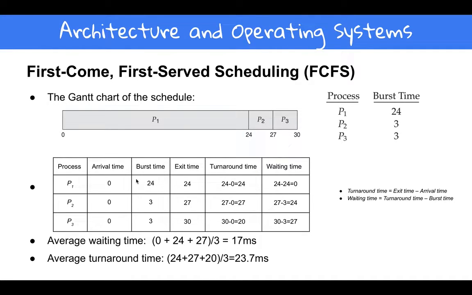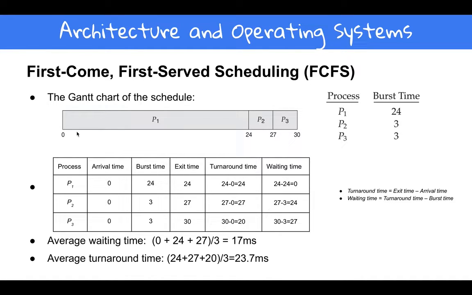So let's see how it is. The arrival time for all of them is 0. The burst times, as you see, are 24, 3, 3. The next column is exit time. We want to see when they finish. The exit time for the first one is 24, the second one is 27, the third one is 30. What is turnaround time? As you remember, I said that turnaround time is exit time minus arrival time: how much time the process is in the system.